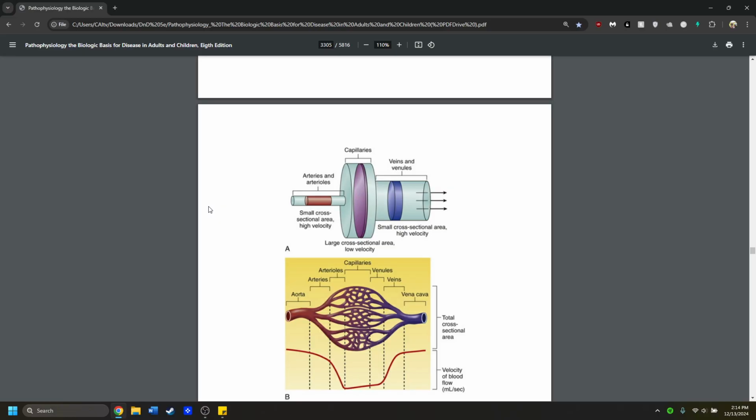So if we're looking here at an artery, the small cross-sectional area has high velocity. Blood goes through capillaries, where the large cross-sectional area has very low velocity, and our veins and venules have a small cross-sectional area of high velocity. I would even say that's a medium velocity.